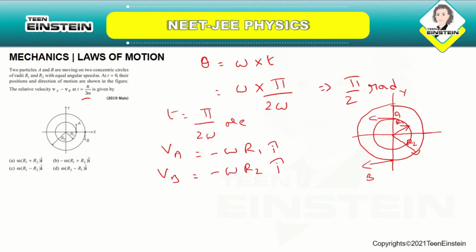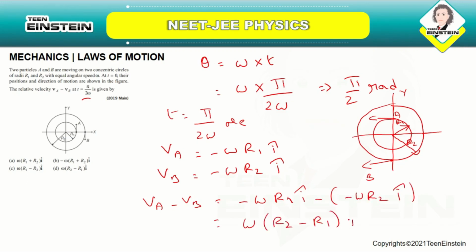So the relative velocity of the particles will be Va minus Vb, which will be equal to minus omega r1 i minus of minus omega r2 i. So this will become omega (r2 minus r1) i. So this will be the relative velocity Va minus Vb. That's what they have asked.